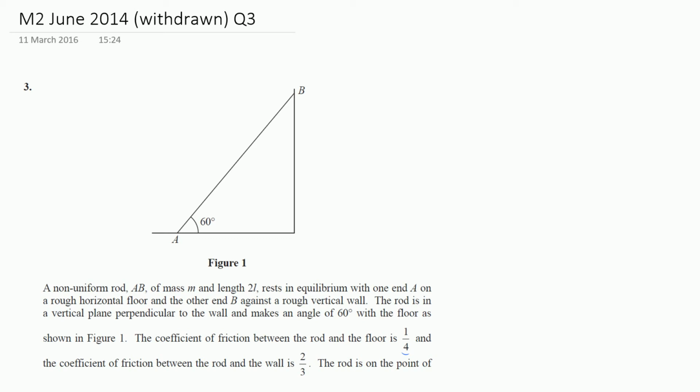I know that the floor is rough, so I'm going to need something to do with the reaction force at the floor. I also know that the wall is rough, so I'm going to need something to do with the reaction force at the wall. Now these are likely to be different values, so let's call this one N and the other one R.